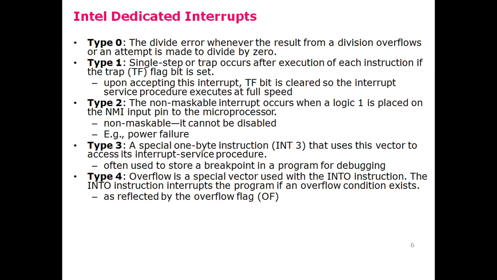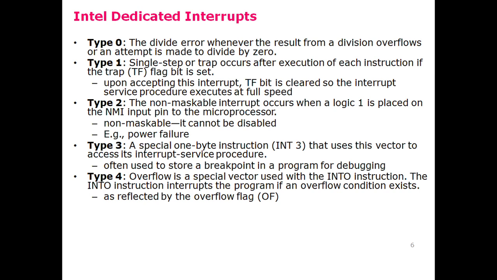Similarly, type 2 interrupt, which is the vector 2, is related to the non-maskable interrupt, or NMI. This NMI occurs when a logic 1 is placed on the NMI input pin to the microprocessor. So whenever hardware wants to interrupt the microprocessor through a non-maskable interrupt, this interrupt happens. It cannot be disabled, so that's why it's called non-maskable interrupt.